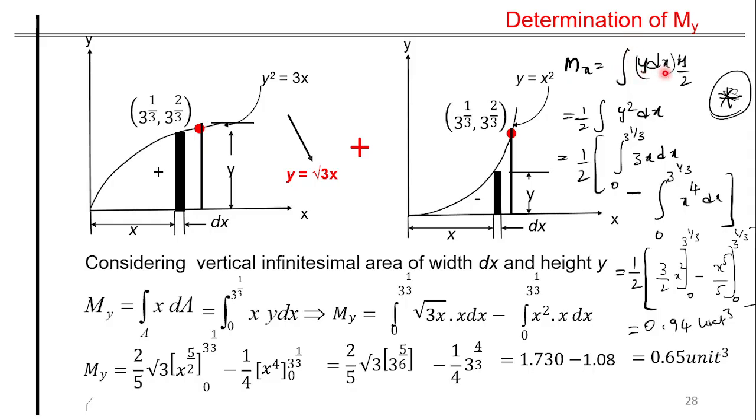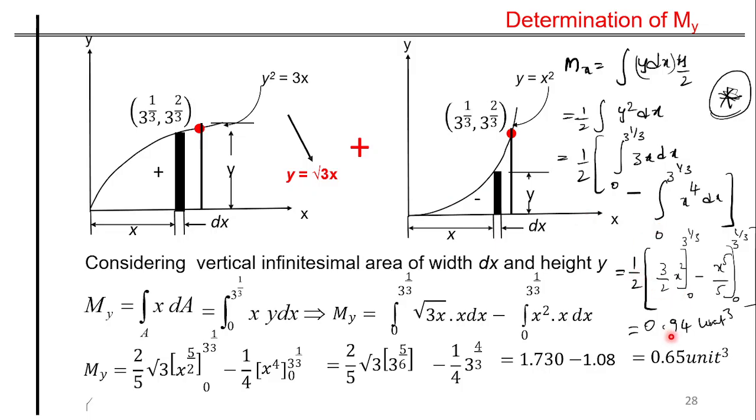integral y dx multiplied with y divided by 2, because the height is y divided by 2 in both the cases. So that gives me 1 by 2 common, integral y square dx. So integral 0 to 3 to the power of 1 by 3, 3x dx, and y square is equal to 3x, so then y is equal to x square. So this gives me x to the power of 4 dx. So this value we are trying to minus it out. This value we are trying to minus it out. So that gives me the value as 0.94.